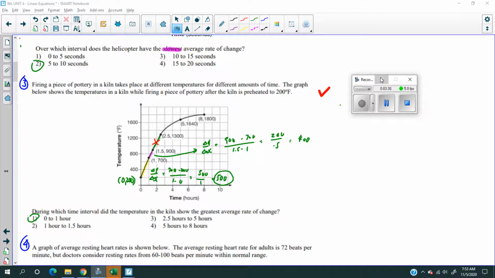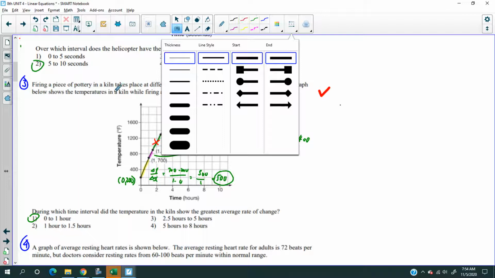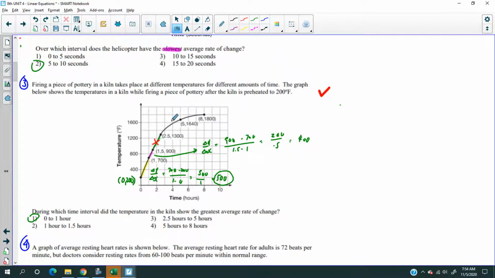Okay, all right, here we go. So for this one, the strategy is more or less the same as the last one. Here they want the greatest rate of change, so I immediately look at the steepest lines, the biggest slopes. And I realize that these 2 at the end, that's not it. They're just not it. So I cross those out.